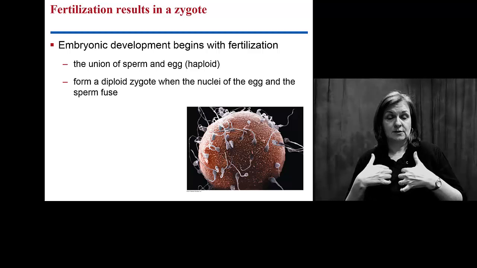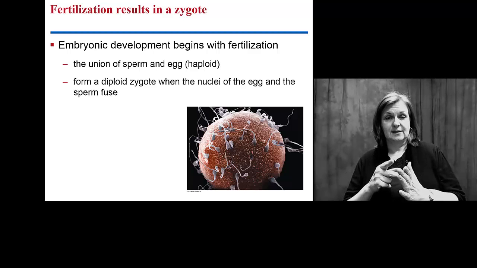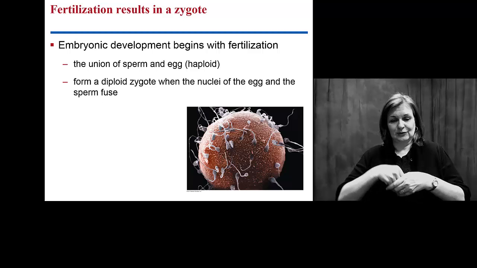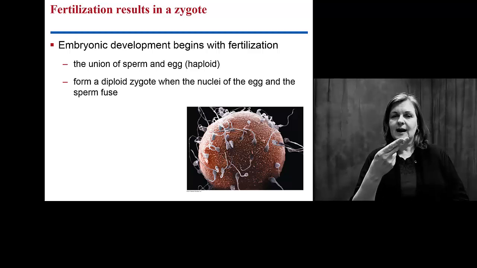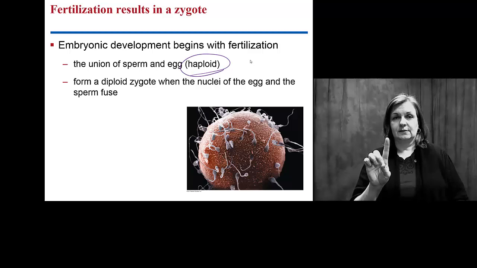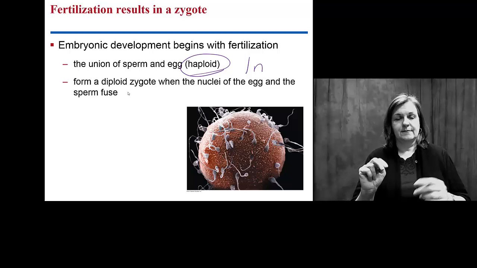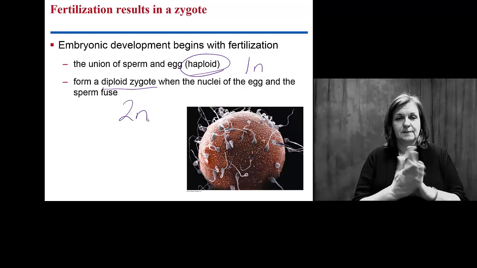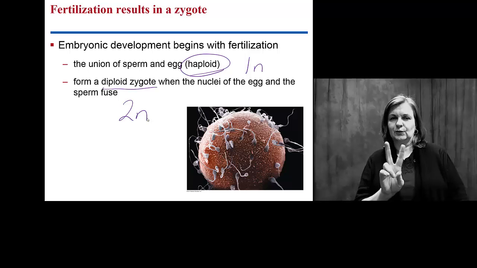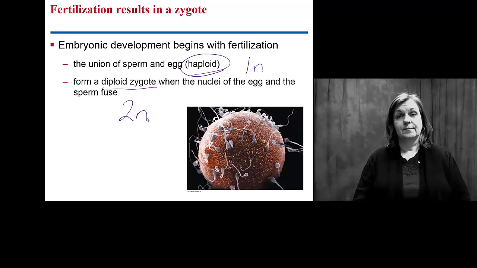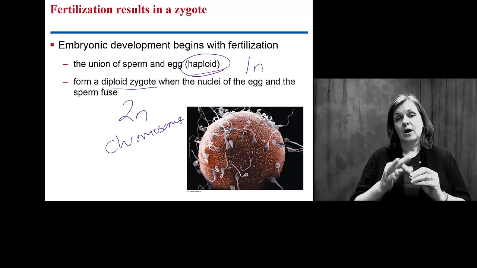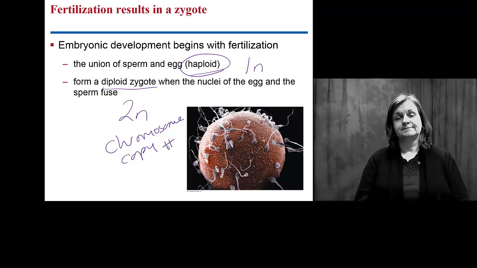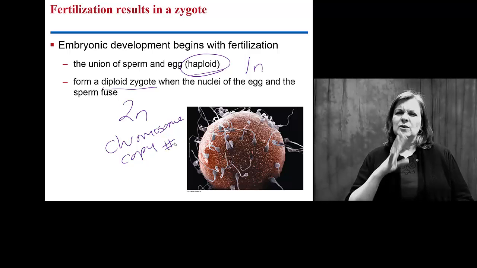In animals, fertilization refers to the internal reproduction using eggs and sperm, both being haploid, or 1N, to form a diploid, or 2N organism. 2N refers to chromosome copy number that we've discussed before.